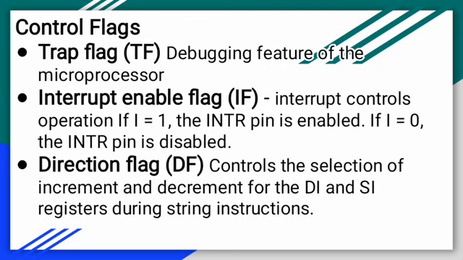Next, control flags. Trap flag. Debugging feature of the microprocessor. Interrupt enable flag. Interrupt controls operation. If I is equal to 1, the INTR pin is enabled. If I is equal to 0, the INTR pin is disabled. Direction flag controls the selection of increment and decrement of DI and SI registers during the string instructions.